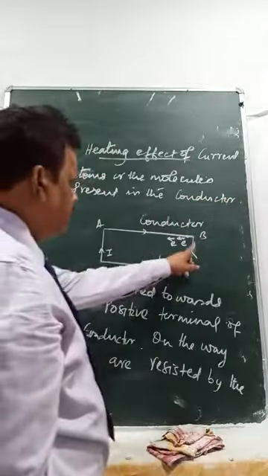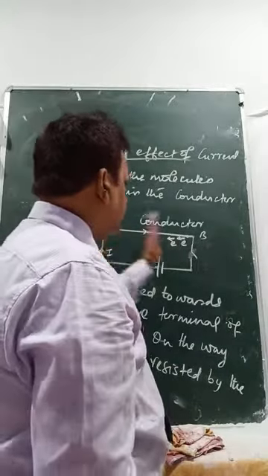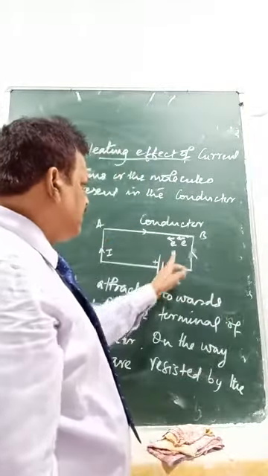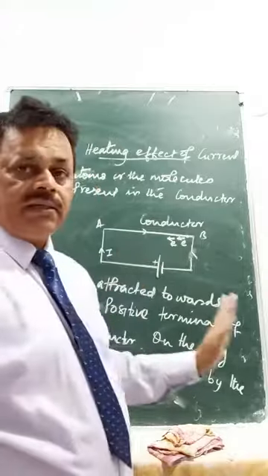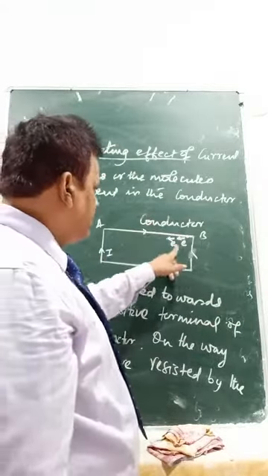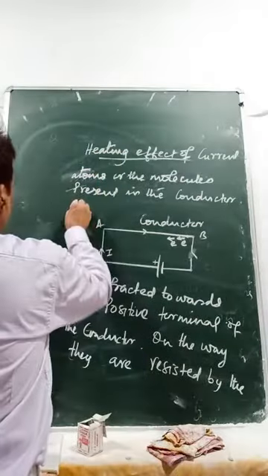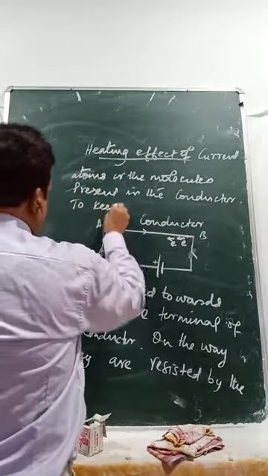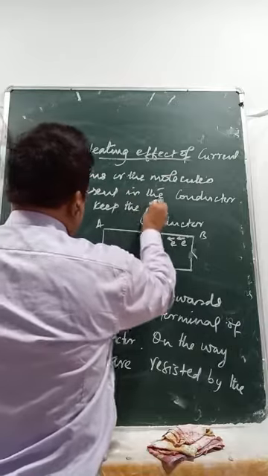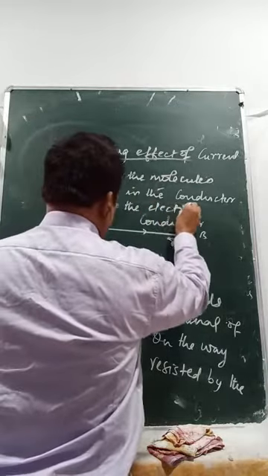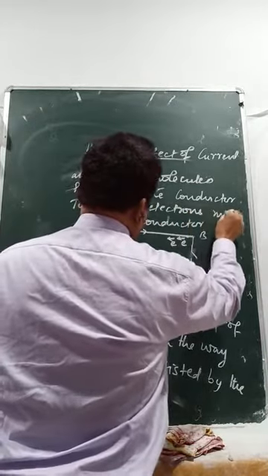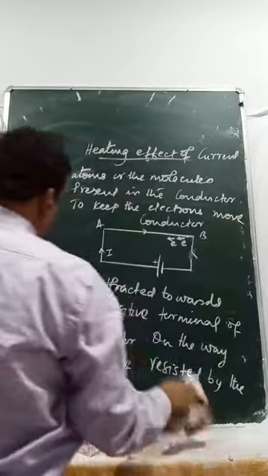So to keep the flow of electrons, because when they oppose, you have to give some potential so that they will be attracted here. So to keep the electrons moving, the work is done.